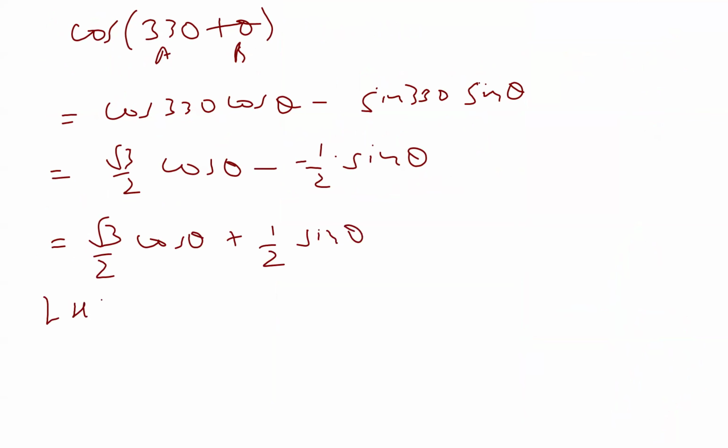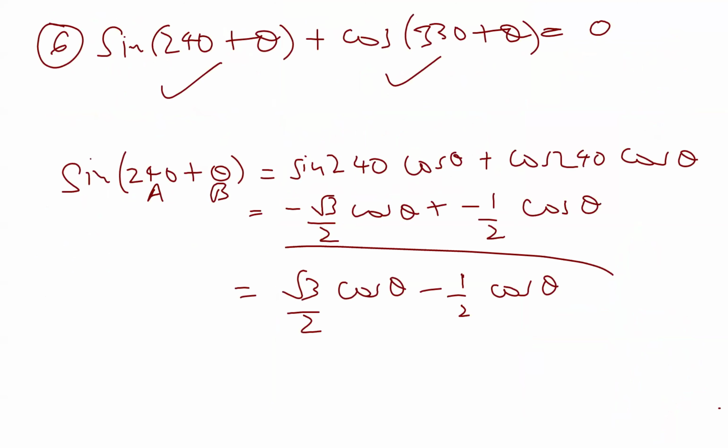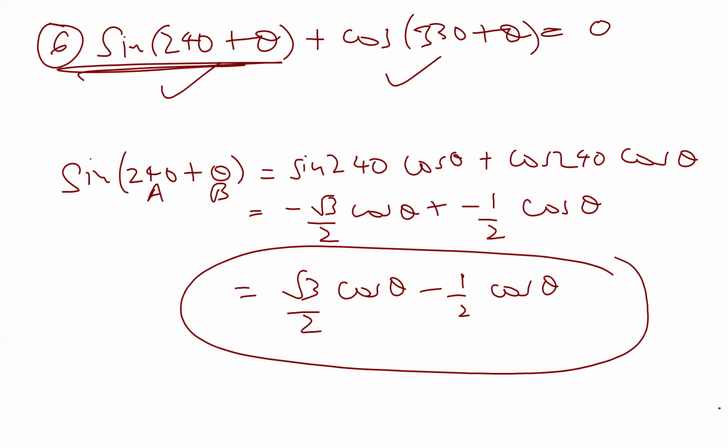Now for the LHS, we got both the values. The first value is root 3 by 2 cos theta minus half cos theta.